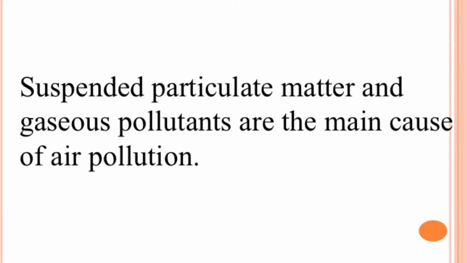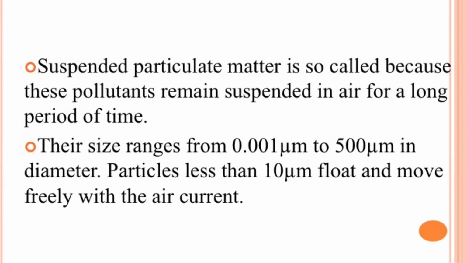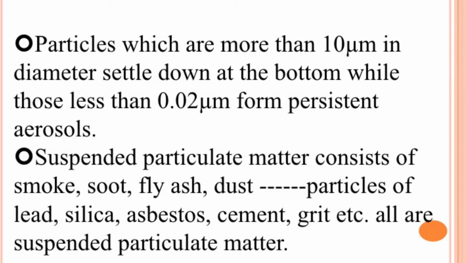The main causes of air pollution are suspended particulate matter and gaseous pollutants. Suspended particulate matter is so called because these pollutants remain suspended in air for a long period of time. Their size ranges from 0.001 μm to 500 μm in diameter. Particles less than 10 μm float and move freely with the air current.